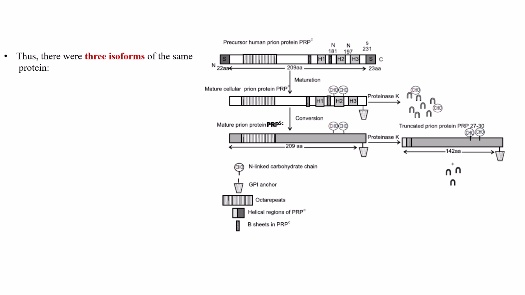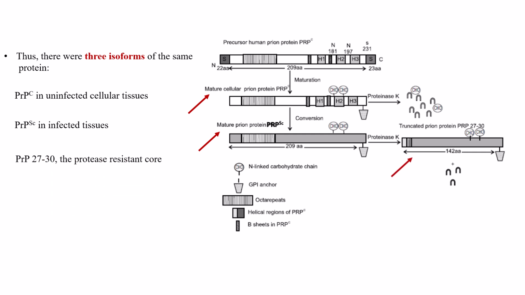Thus, there are three isoforms of the same protein: PrPC in uninfected cellular tissues, PrPSc in infected tissues, and PrP 27-30, the protease-resistant core.